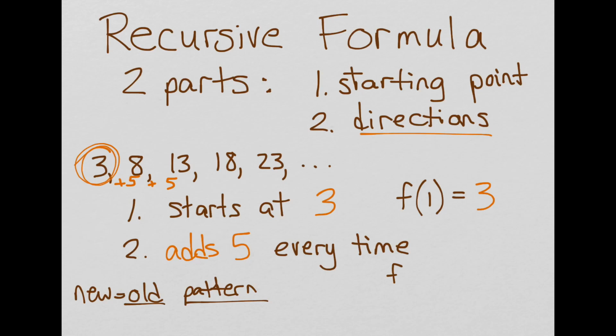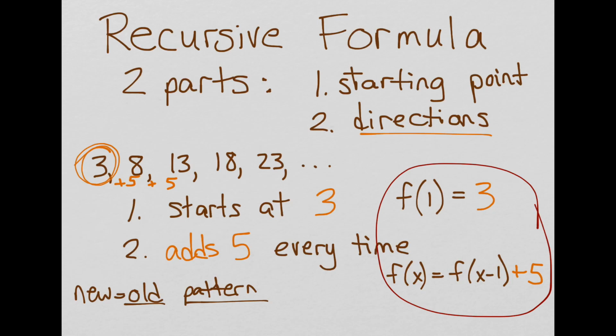So in function notation, this is what that's going to look like. And again, don't panic. This is something you can just memorize. Every recursive formula is going to have this stuff in it exactly the same. This is going to be the same, and this is going to be the same every time. You can memorize it and vomit it back up when you need to. Okay, so to finish our recursive formula, it adds 5 every time, so the pattern is that we are adding 5. So these two parts make up the recursive formula. You need both things. You have to tell it where to start, and you have to give it some directions.